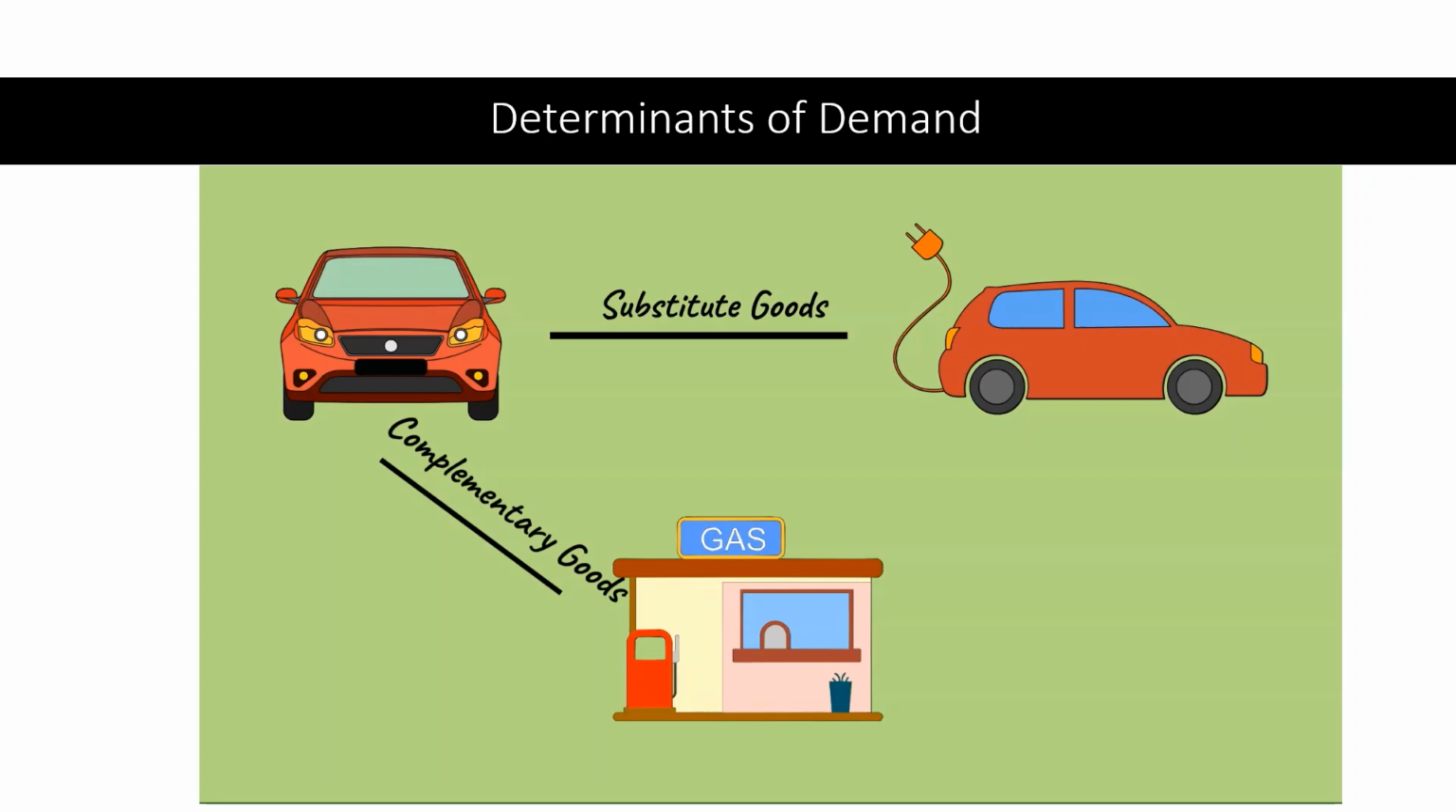Now let's take another example. Let's consider a normal gas run car and an electric car. Now suppose the price of the electric car decreases due to some kind of, say, a promotional offer. Now there is a high chance that a lot of customers might switch to electric cars and sell off their gas run cars. So electric cars in this case serve as a substitute for normal gas run cars. So gas run cars and electric cars can be considered as substitute goods.